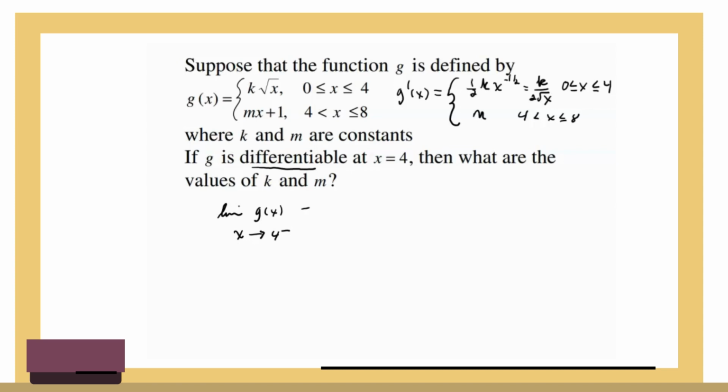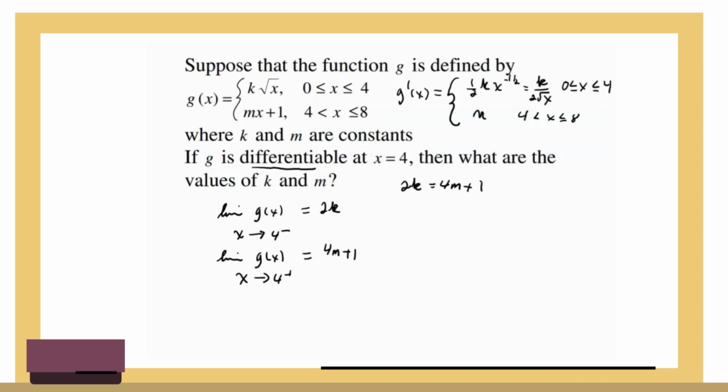All right, so by direct substitution, I'm going to plug in 4 for x, and I'm going to get 2k. And then I'm going to do the same thing for the right hand limit. If I plug in 4, I would get 4m plus 1. And if this function is continuous, that means that 2k would have to equal 4m plus 1. They'd have to be the same.